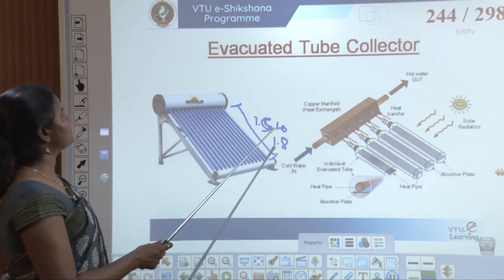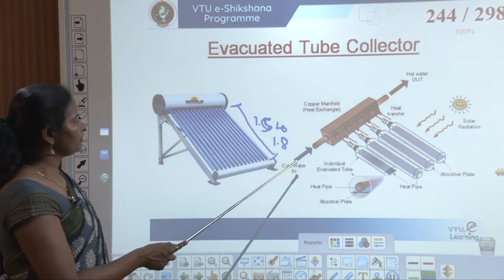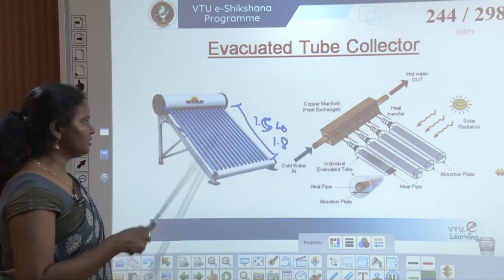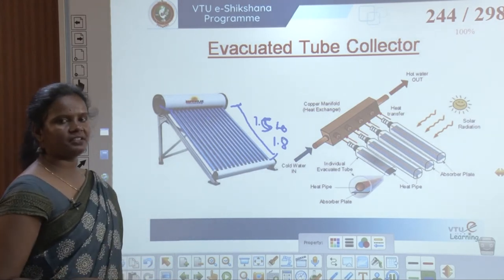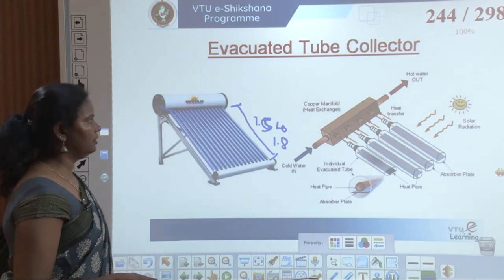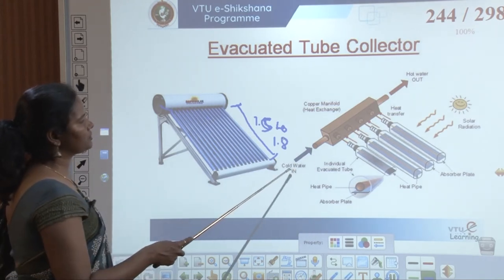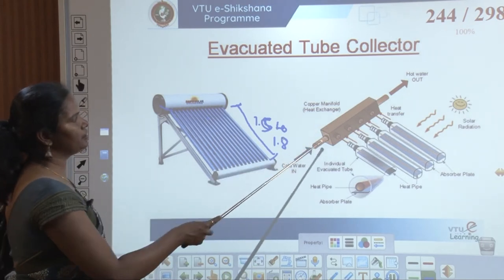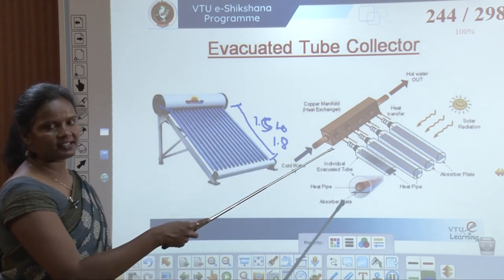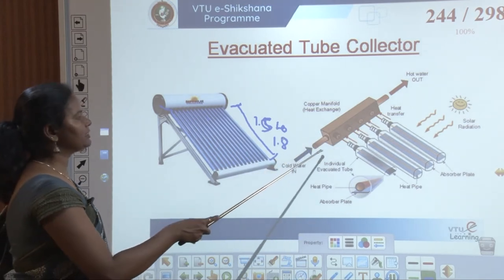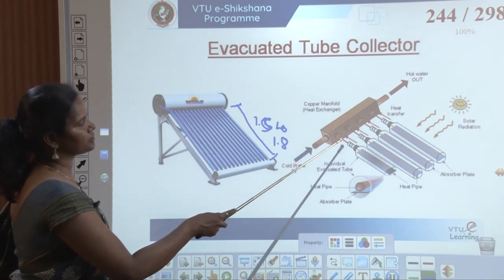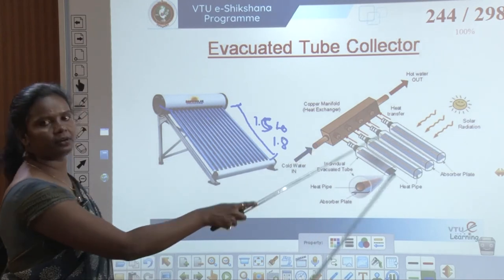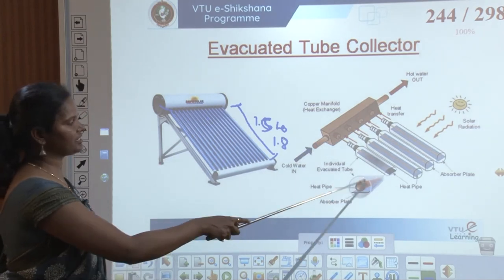Now here, the tank is always on the higher level and it slopes down. It has to be always kept at an angle. This is how it functions: it is connected with one copper manifold, which also acts as a heat exchanger. The cold water is let into that, and it also has a heat pipe. These NCAP evacuated tubes have cross sections like this.